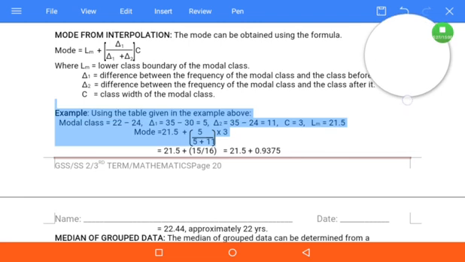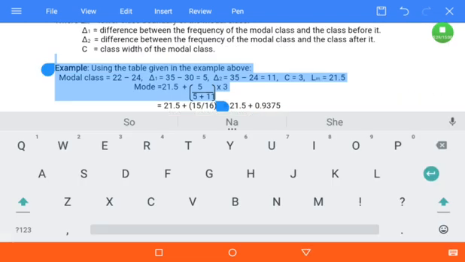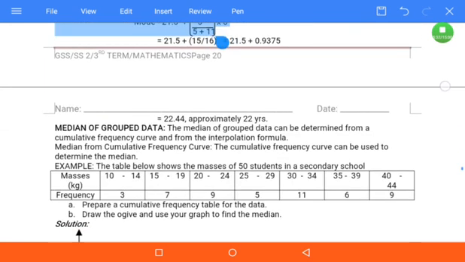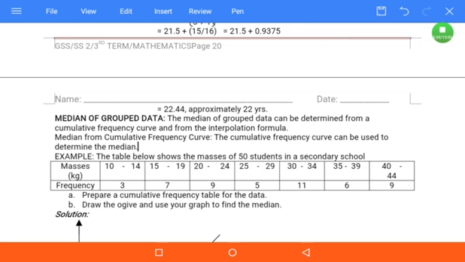21.5 plus 0.9375. To do that, you should get approximately 22.4. Yes. So you can round down to get 22. Yes. I believe that's clear.